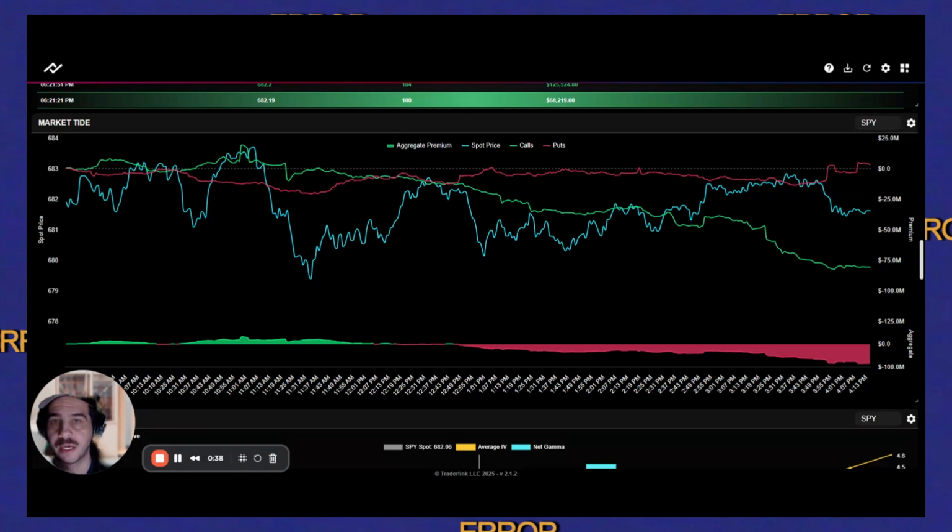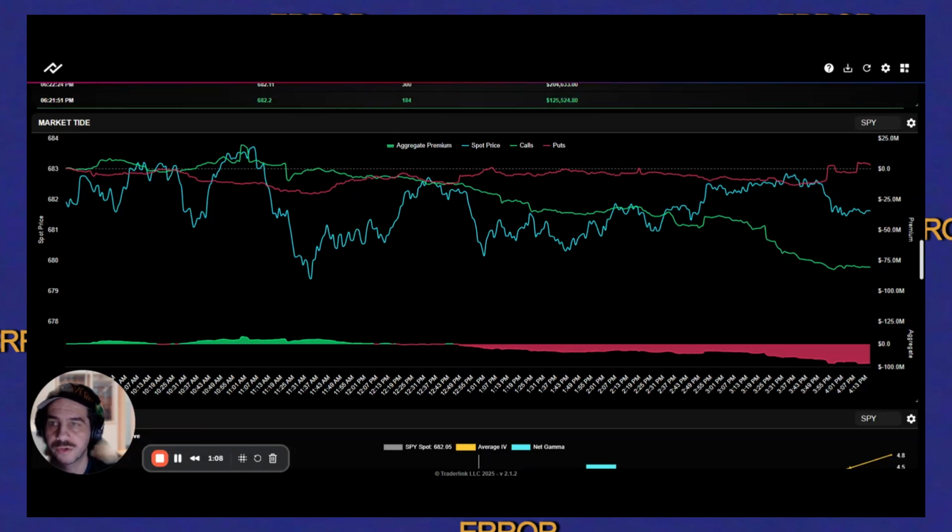By the end of this video, you're going to understand exactly how Market Tide works, how to interpret these flow lines, and how this tool predicts SPY's direction before price reveals anything. Now, what is Market Tide even? Well, it's basically a real-time premium flow tracker. It shows you where money is physically moving inside the options chain. Not guesses, not signals, not contracts, not speculation, actual premium.